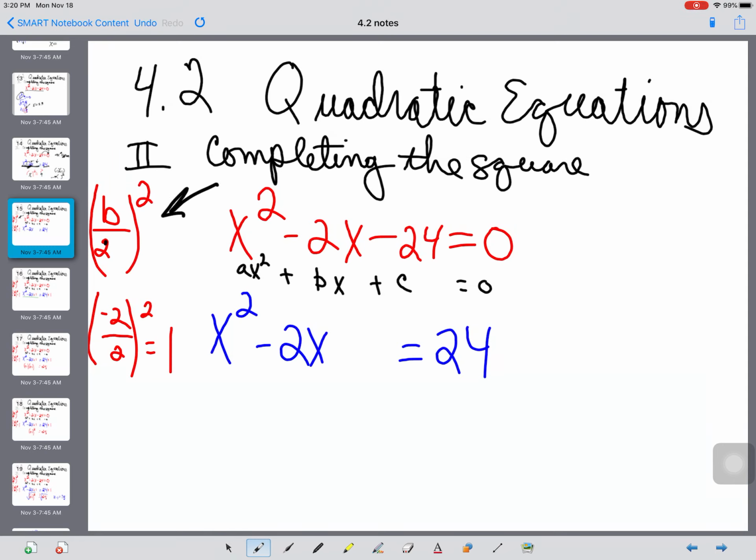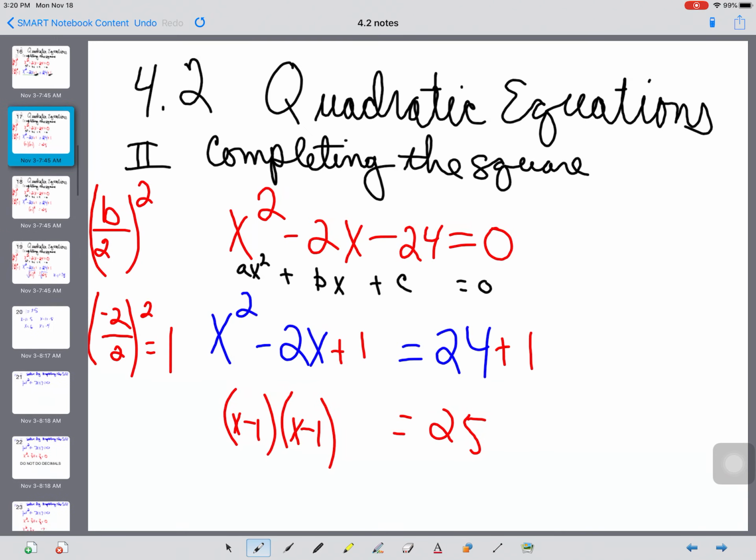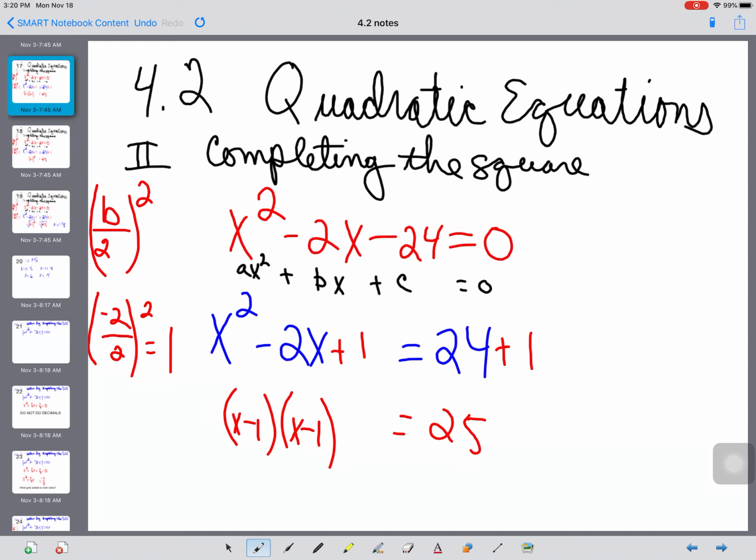So I'm going to take half of b, this is what this is saying over here, take half of b and square it. So in this case, b is negative 2, half of negative 2 is negative 1, and negative 1 squared equals 1. So what gets added here is positive 1. But the kicker is, if you add it on one side, you got to do it to the other. Now, the left-hand side will always factor if you've done this part right.